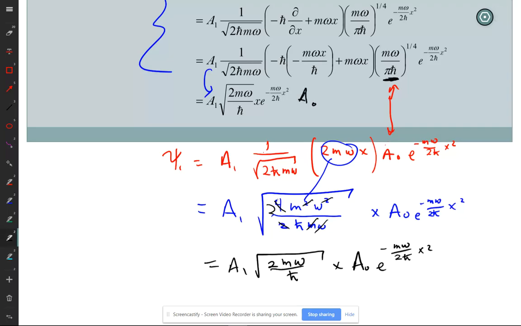So that's how you go to the first step. Now, is this normalized? No. But it has the right function in terms of x, e to the minus m omega over 2 h bar x squared. And then you have to go through the normalization. So that's how you go from the 0 state to the first state. To go from the first state to the second state, what would you do then?